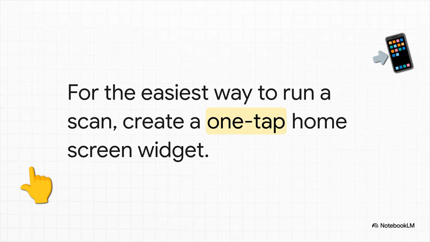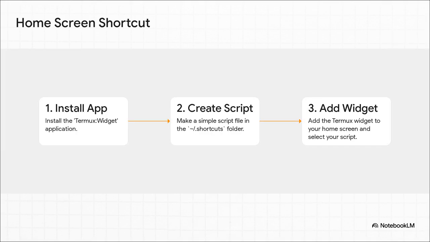But, for the absolute easiest, most convenient way to do it, you can put a button right on your phone's home screen. And this is just brilliantly simple. You install a little companion app for Termux, create a tiny 1-line script, and then just add the widget to your home screen. And that's it. Now you have a button, you tap it, and it scans your screenshots for new text. It's maximum power with literally minimum effort.